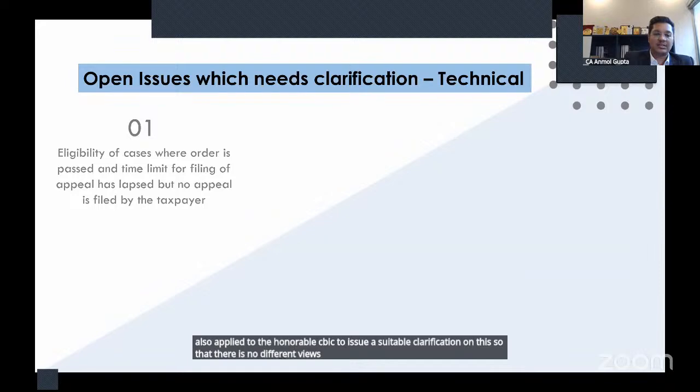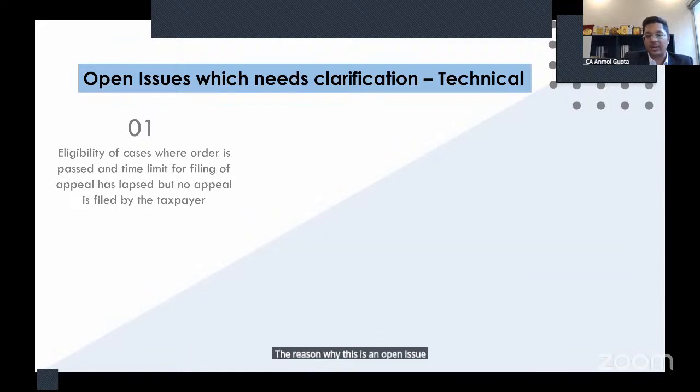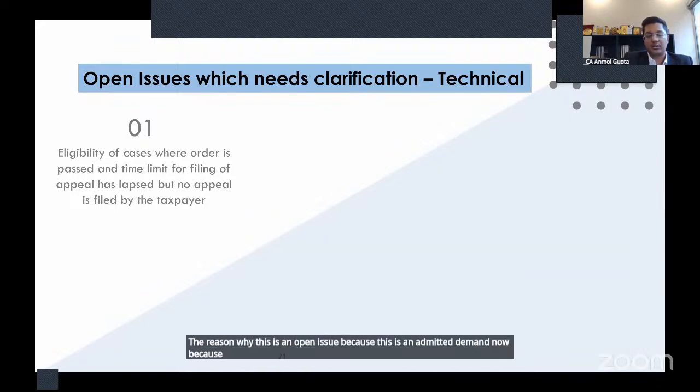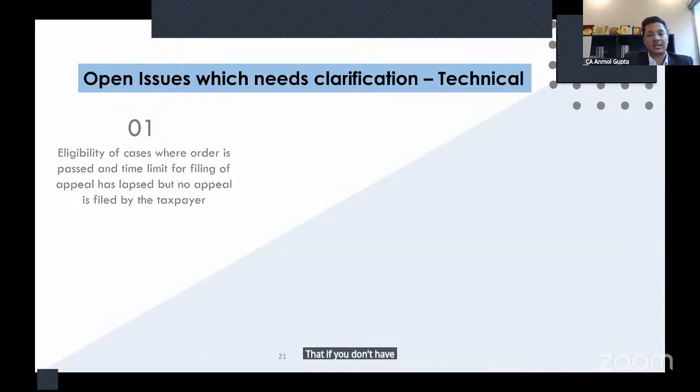The reason why this is an open issue is that this is an admitted demand now, because you cannot file an appeal now. The time limit has already lapsed. So the department may take a view. Even a few days back, a department officer was saying that in case there is no appeal pending, you cannot file an application. So they are also of the view now that if you don't have any appeal pending, it is an admitted dues. We are going to recover sooner or later along with interest and penalty.